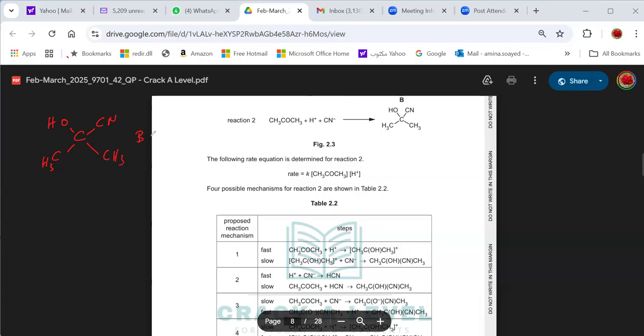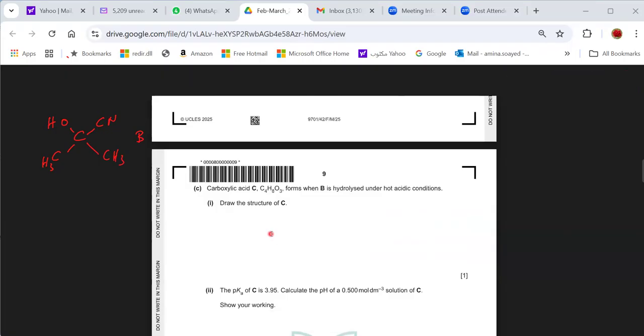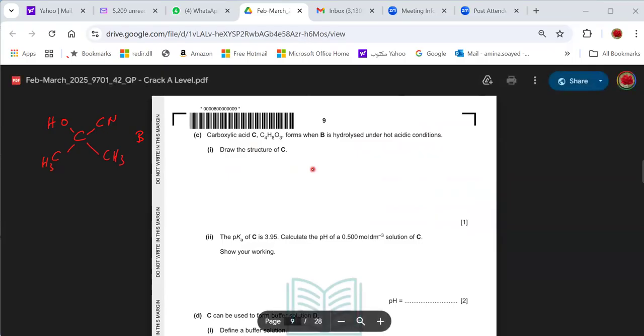So this was B. Now they said that carboxylic acid C, C4H8O3, forms when B is hydrolyzed under hot acidic conditions. Draw the structure of C. We know, of course, that when the nitrile group is hydrolyzed, and this is the nitrile group, C triple bond N, this bond breaks and this part changes to the carboxylic group, and this part changes to the NH4 positive. So they said, draw the structure of C.